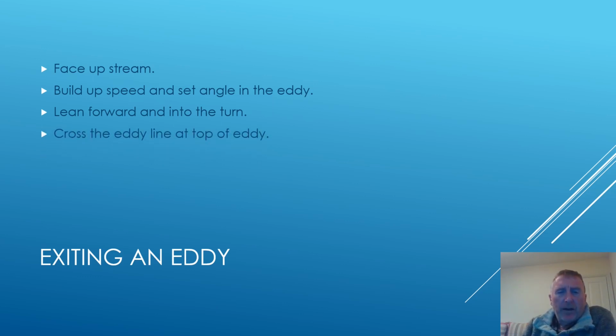So cross the eddy line at the top of the eddy, as we said, and paddle on the downstream side. You're crossing at the top because, again, the eddy line is more clearly defined, and it's a shorter distance of instability, so you cross it quickly.